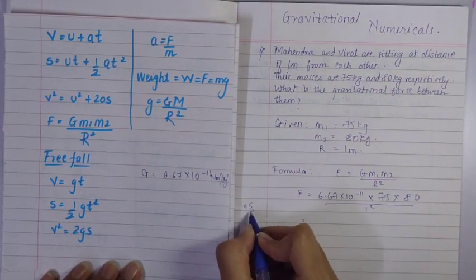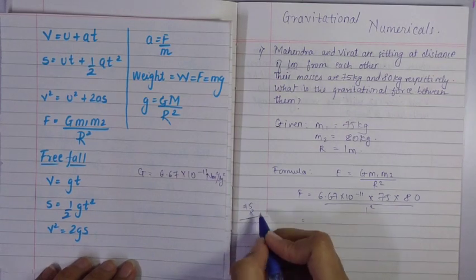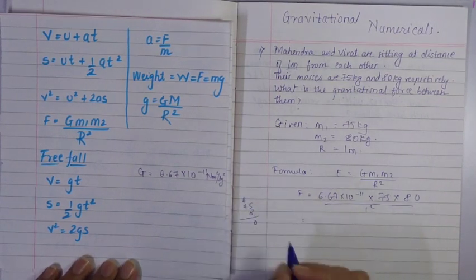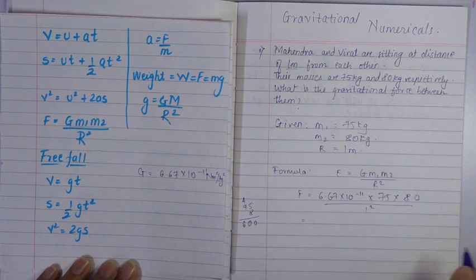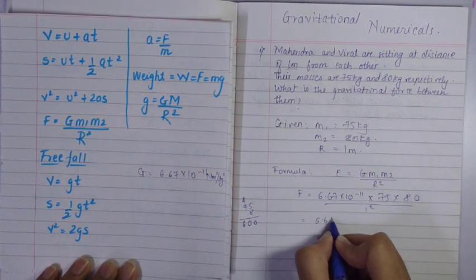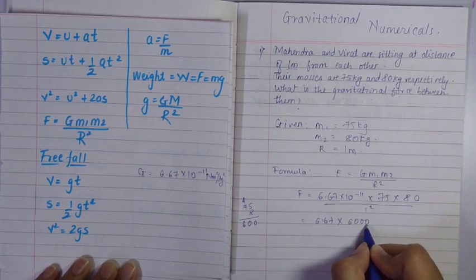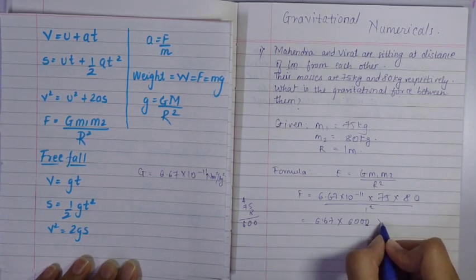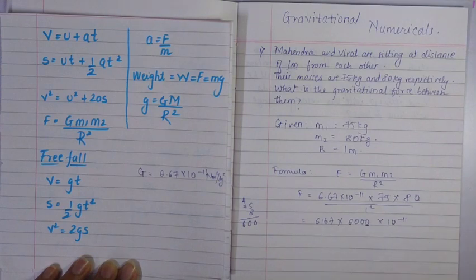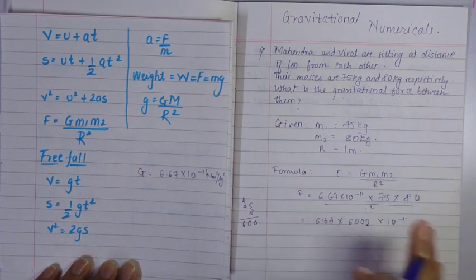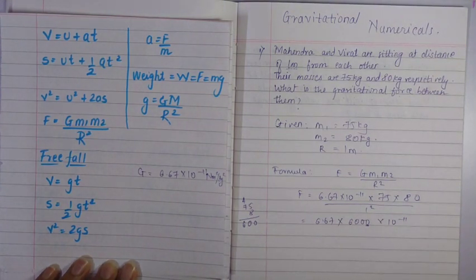75 into 8 first. 75 into 8 is 40 and then 60, that is 600, and one 0 is still pending. So 6.67 into 600, and I am adding this 0 here, into 10 raised to minus 11 upon 1 square. No need to do that.